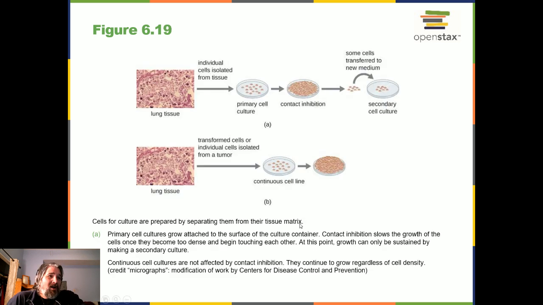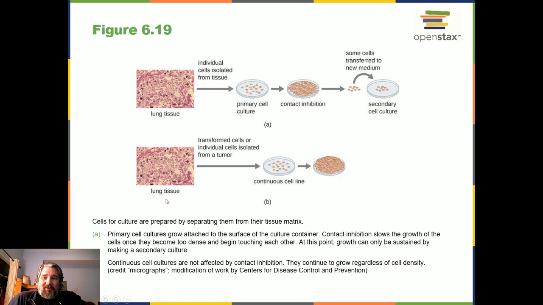All right, now for cell cultures, if you take individual cells that you isolate from the tissue, in this case lung tissue, you can start a primary cell culture. They will grow into a monolayer and then stop. They'll stay in interphase or G naught because of contact inhibition. Normal cells don't overgrow themselves, right? Then you can take some of these and transfer them into a new medium, and now you have a secondary cell culture. These will presumably grow out to form a monolayer here.